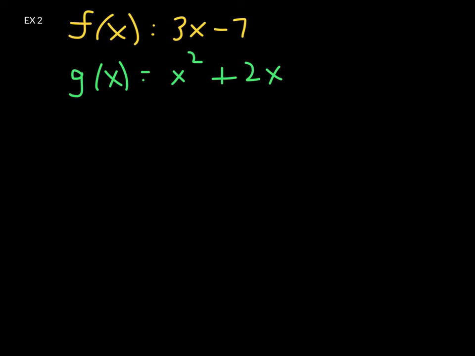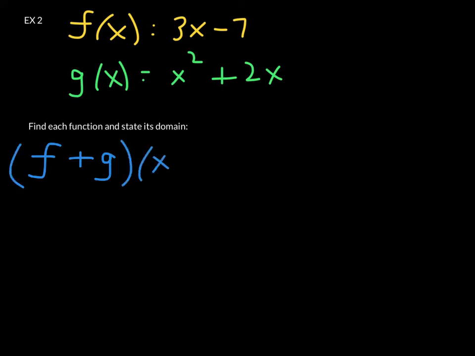Let me add the instructions for you. Give me a second. All right, everybody, these are the instructions. Find each function and state its domain. All right, here we go. The first function I'm going to have us find is the sum function f plus g at x, okay? Basically, I'm asking you to operate on these two given functions f and g. You know what f is, it's 3x minus 7. You know what g is, it's x squared plus 2x. So then what do you get when you take those two functions and add them together?